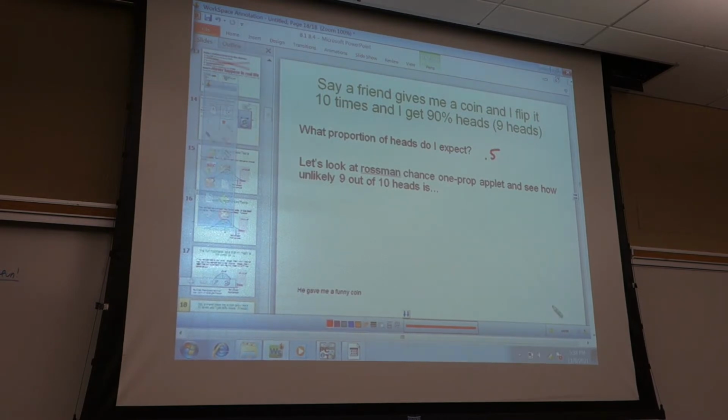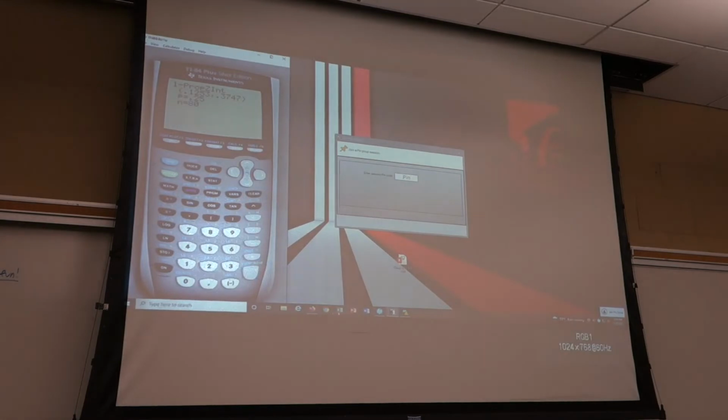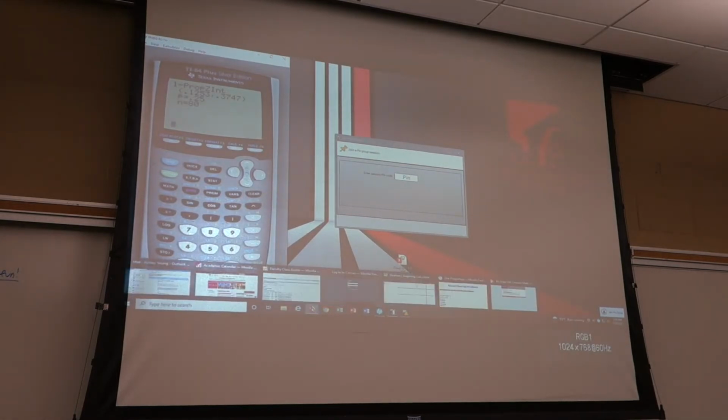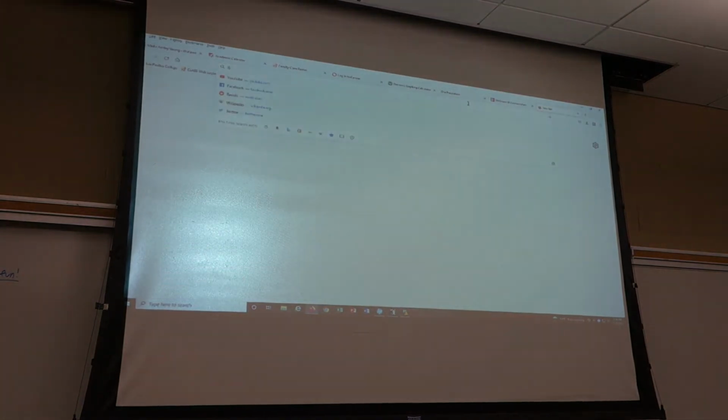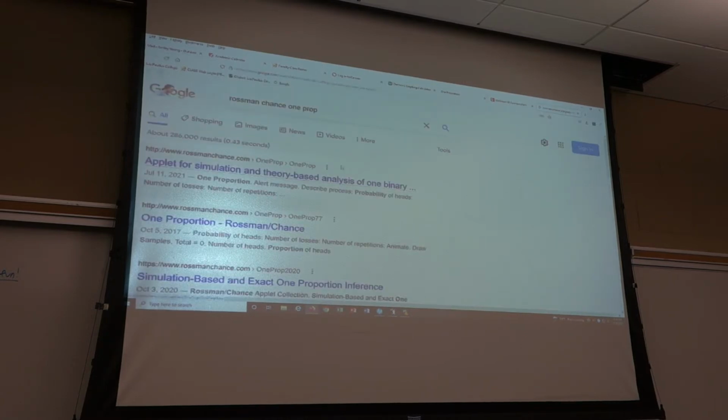So everybody Google Rossman chance. You can do it on your phone or you can do it on your computer, either one. Rossman chance, 1 prop if you want to have a little extra. Rossman chance, 1 prop.